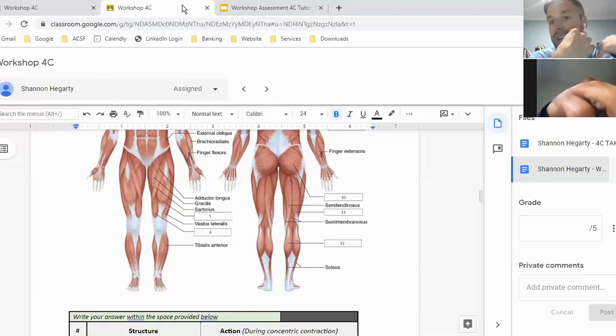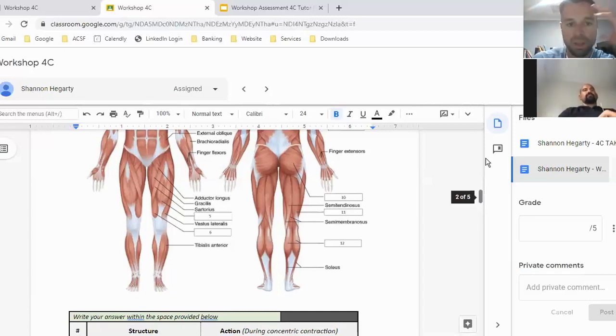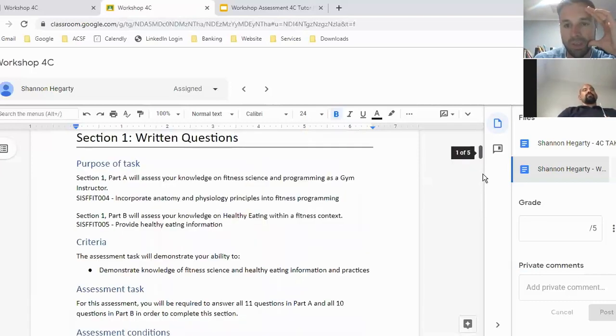If guys have done ACLs and MCLs and stuff, they always talk about how weak that muscle gets. So that's the one that you've really got to try and work on rehabbing. Lots of single leg stuff, pistol squats, and leg extensions with your toes turned out, and that sort of stuff.